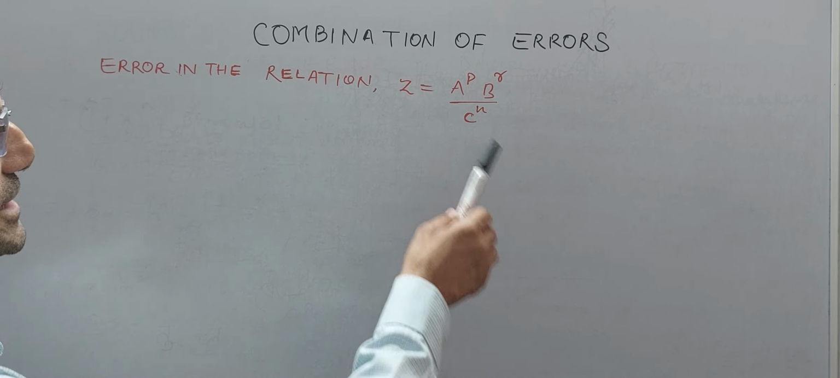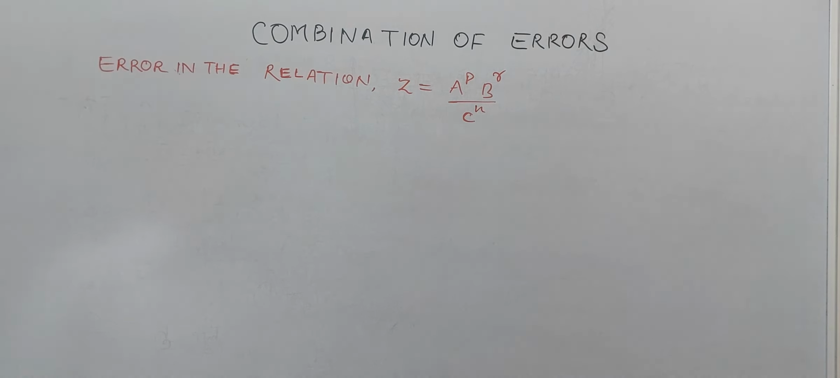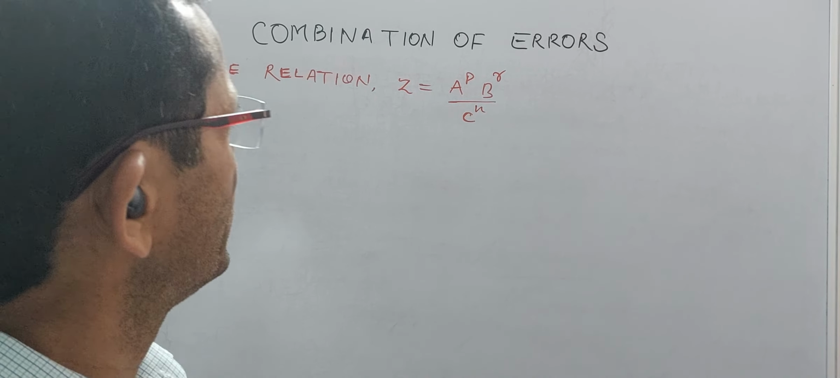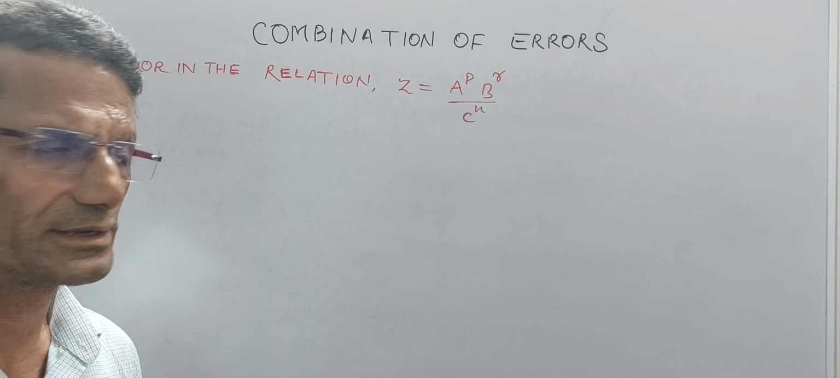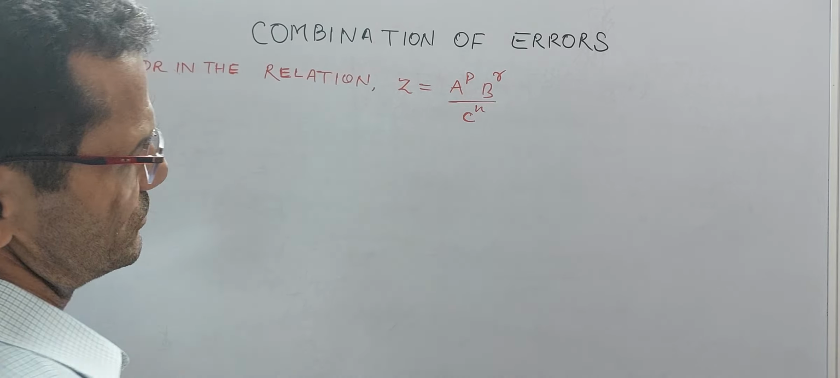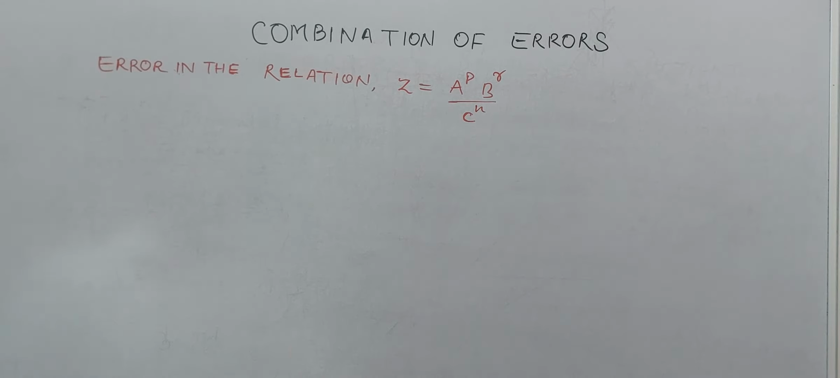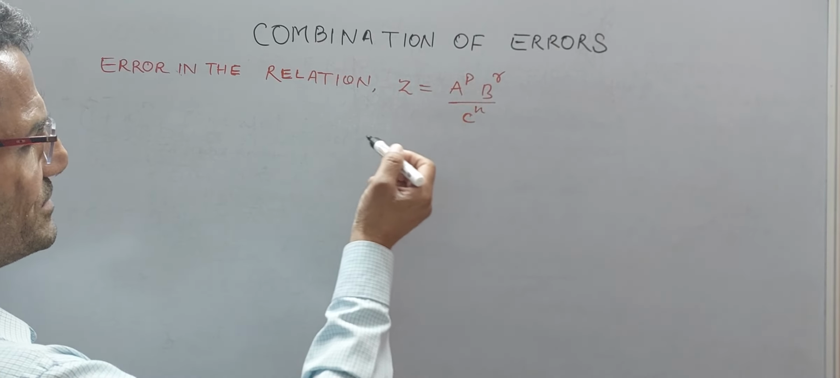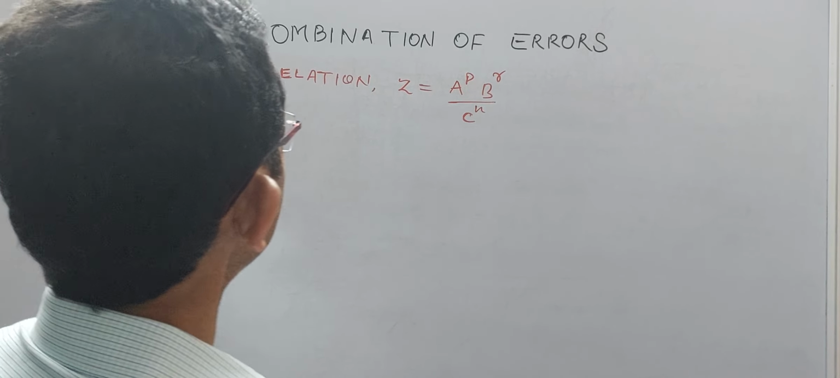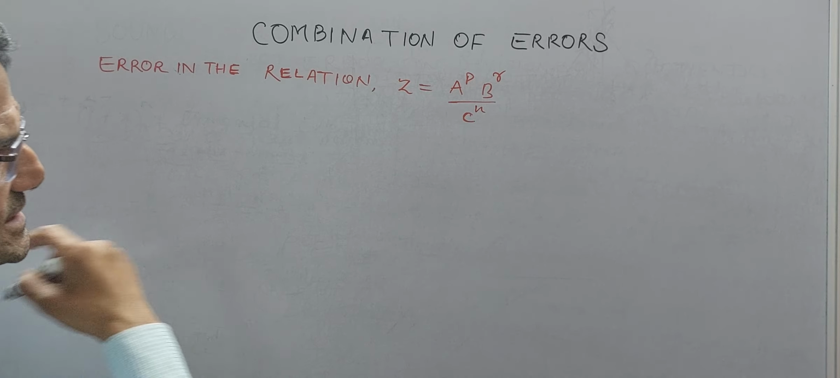Now this is our relation: z is equal to a raised to the power p, b raised to the power r, and c raised to the power n. We have to find out how to calculate the errors in this relation. We need to take a logarithm and then differentiate it. First we take the logarithm on both sides, then differentiate, and then we will be able to find the relative errors in the quantity z.